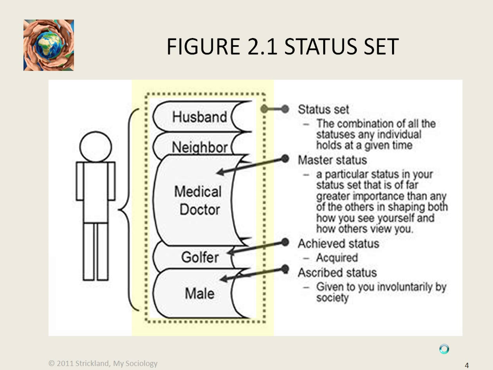Well, this has been a little review of the term status and some different types of statuses: achieved status, ascribed status, master status, and of course the status set or social identity. In our next installment of mini lecture, we'll talk about a role, and roles are linked to statuses.